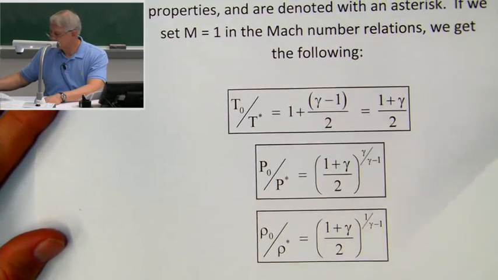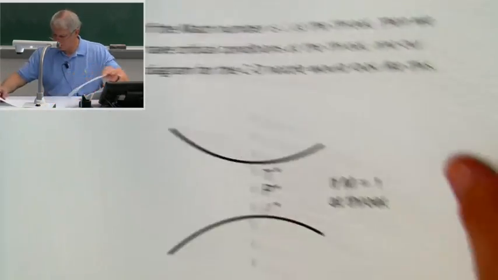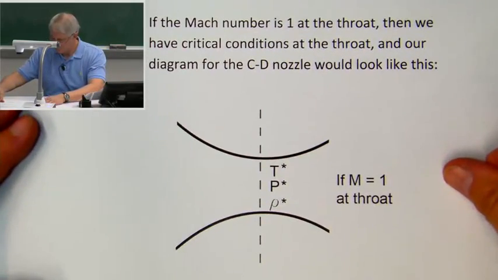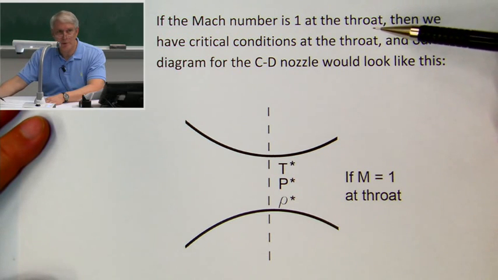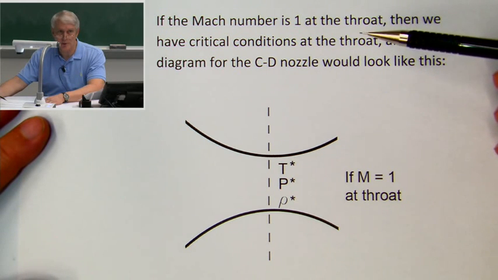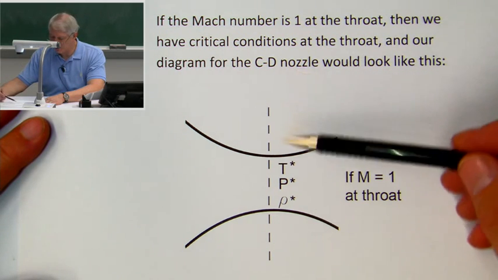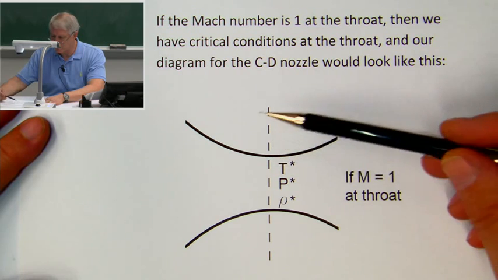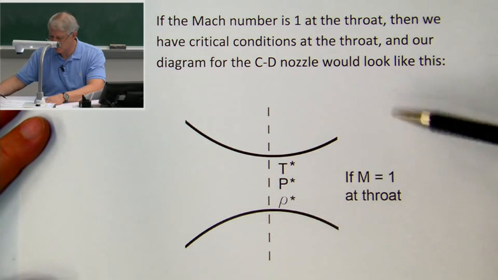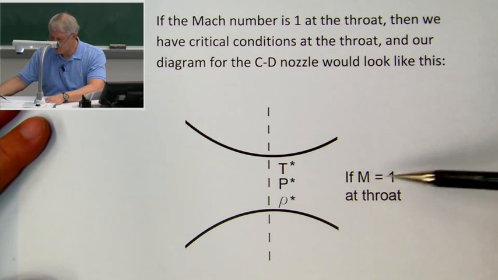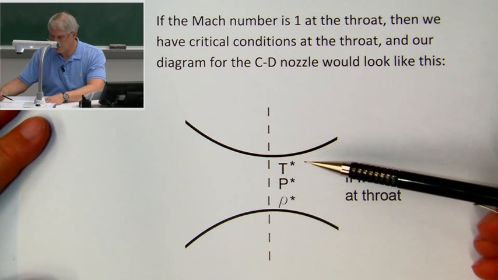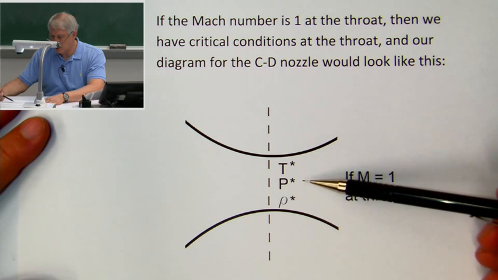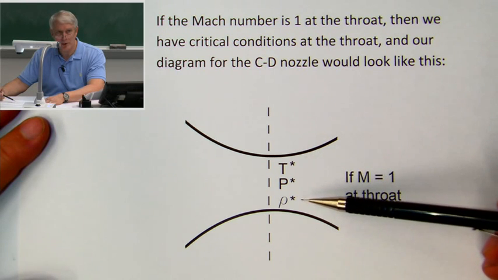Now, I've drawn that on the diagram here. If the Mach number is 1 at the throat, and it doesn't have to be 1 at the throat, then we have critical conditions at the throat. And our diagram for our converging-diverging nozzle would look like this. Note I've written here, if M equals 1 at the throat, the point of minimum area, we have T star, P star, and rho star. Those are the critical properties.